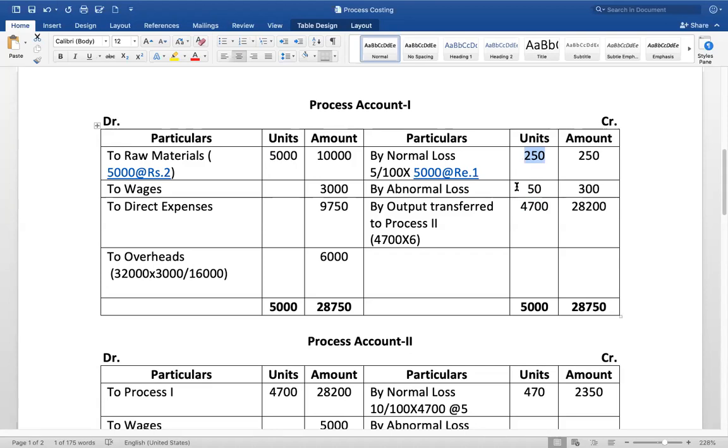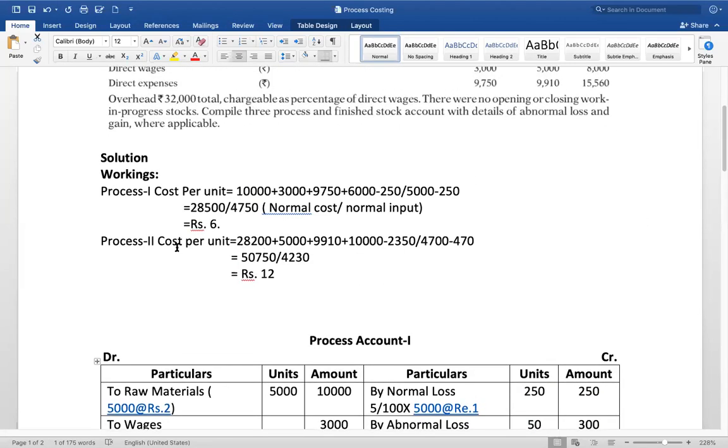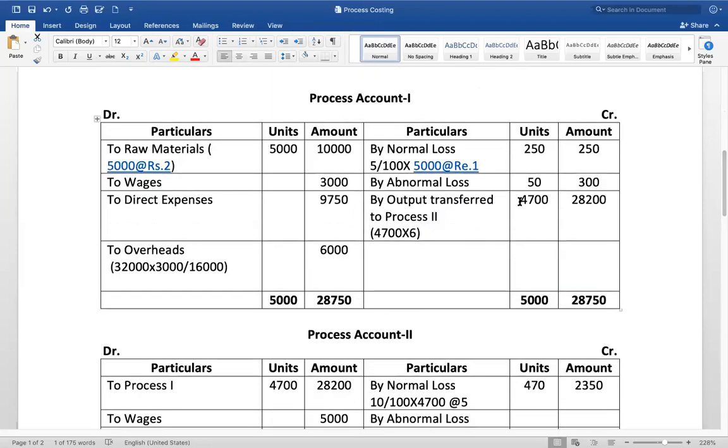That could be abnormal loss. That's 50 units. Okay, right. 5,000 minus 4,700 minus 250 gives me this balancing figure. That could be abnormal loss. Okay, what is the price? What's the cost of this 4,700 units of output in process 1, which you're transferring to process 2? Look at this, per unit, the process cost per unit is 6 rupees into 4,700. 4,700 into 6. Okay, that gives me 28,200.